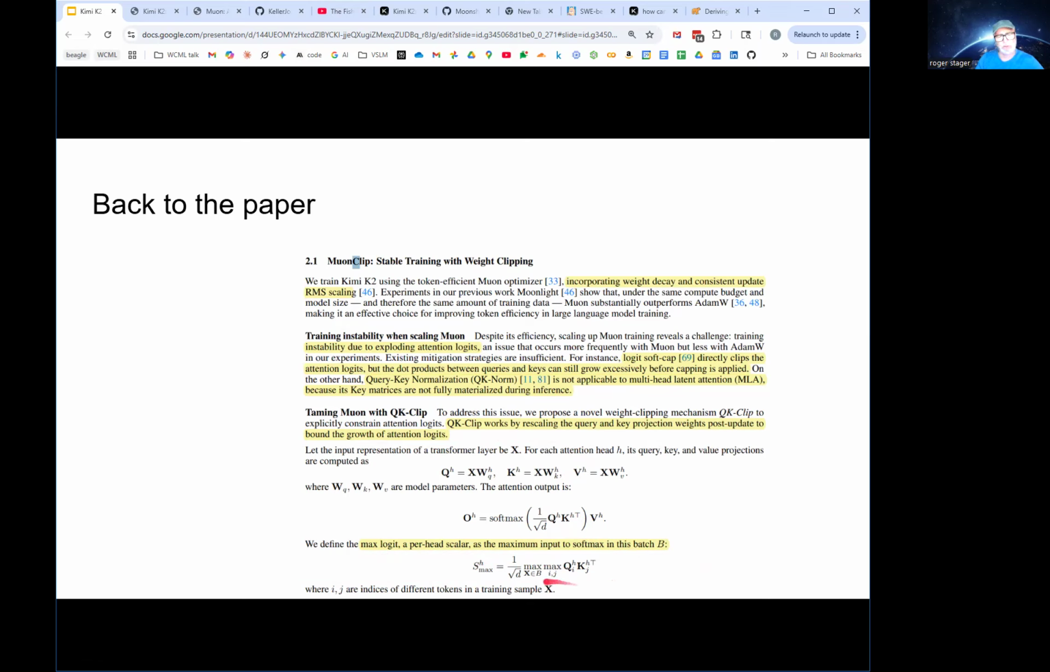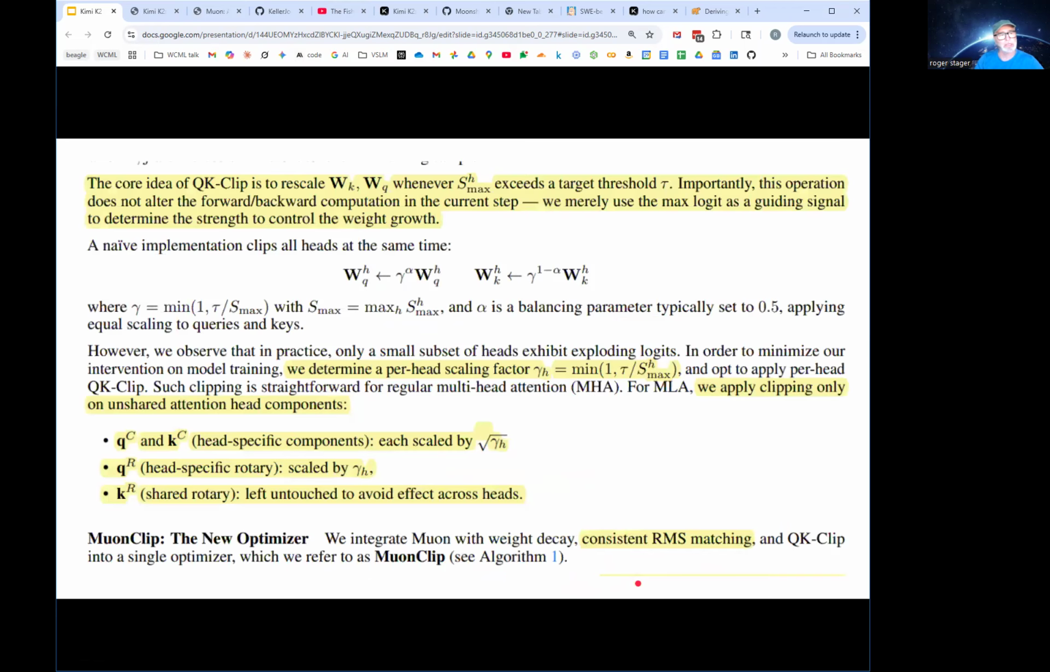They say in this batch, so it's possible they update this for each batch. They adjust the scaling, and they do it per attention head. There was one thing I didn't recall. They talk about head-specific query key components, but then they also have these rotaries. My recollection is with rope encoding, this architecture, by the way, is supposed to be similar to DeepSeek v3 with a few tweaks on the parameters, I think.